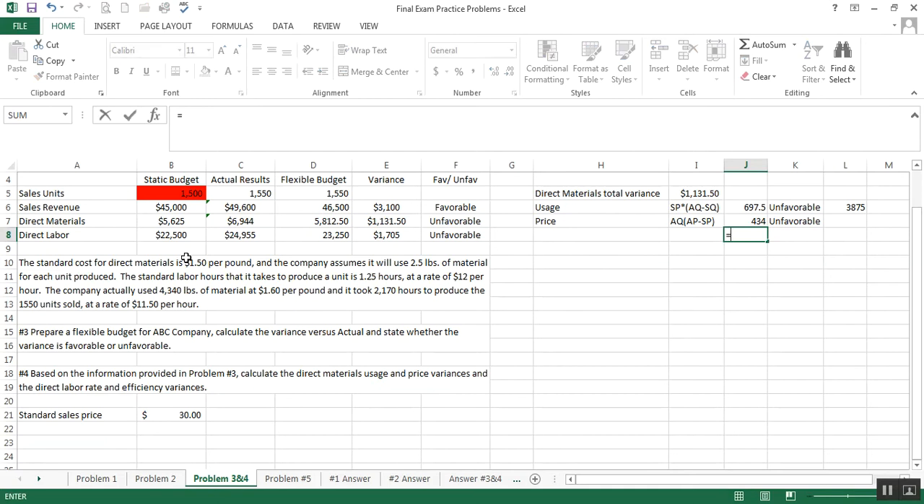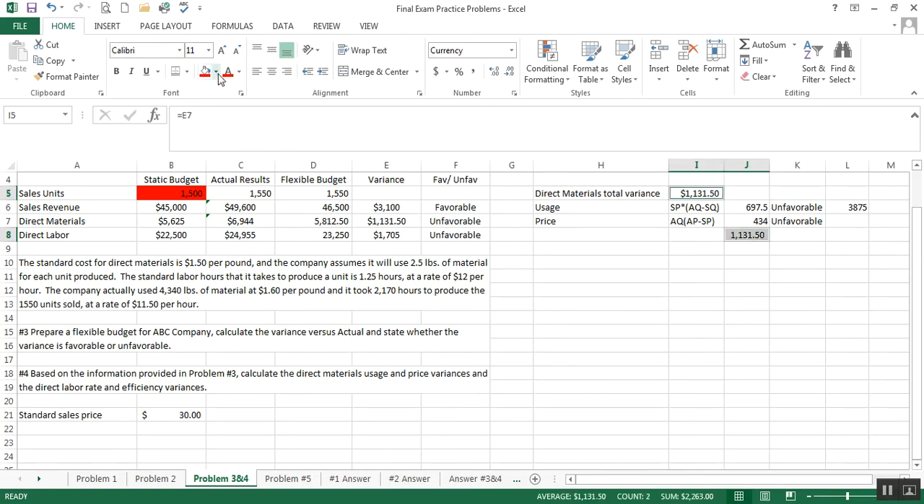Look what happens when you add these two together. $1,131.50, which equals exactly our direct materials total variance. That's how you can check if you've done this part correctly. It should always equal the total variance because the total variance is made up of how much you used and how much it costs you.